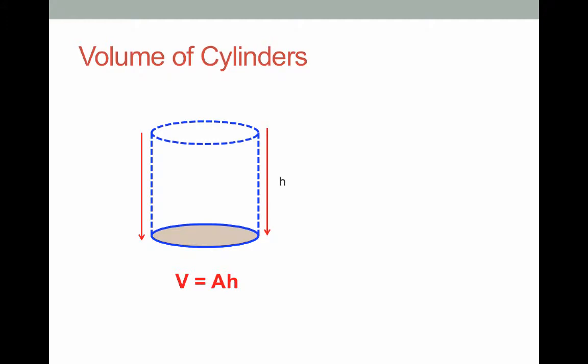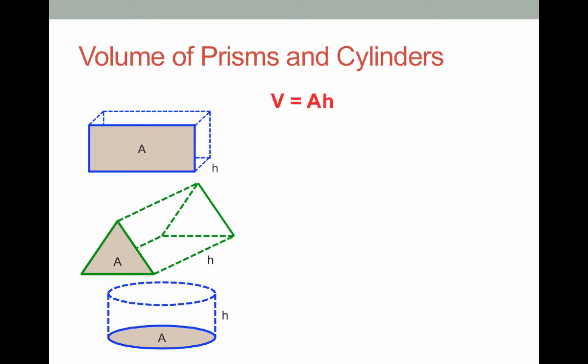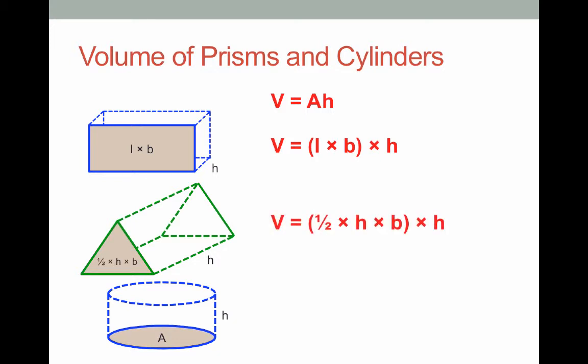This gives us a general formula for the volume of cylinders and prisms, and that is that the volume will be the area of the cross section multiplied by its height. Now each of these shapes has a different formula for its area. For example, the rectangular prism, the area is length times breadth. So you'll take the length times the breadth and multiply it by the height. For the triangular prism, the area of the triangle is a half height times base. So the volume of a triangular prism will be a half height times base times the height of the solid. Try not to get those two heights mixed up.